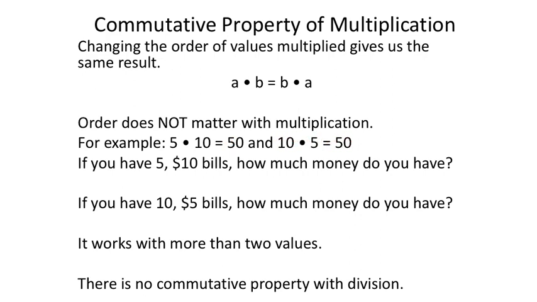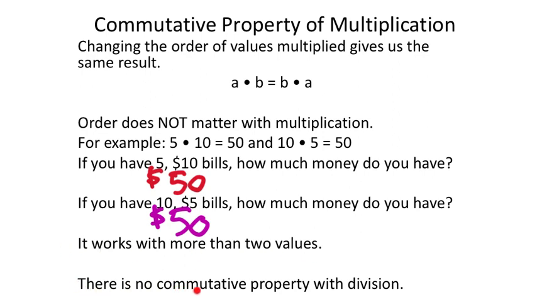right? And if we look at this in more concrete examples, if you have 5 $10 bills, how much money do you have? That would still be, just like we see above there, $50. So if you had 10 $5 bills, how much money do you have? Still $50. I put it in a different color there, but hopefully that's not a problem. And again, this last part, it works with more than 2 values.